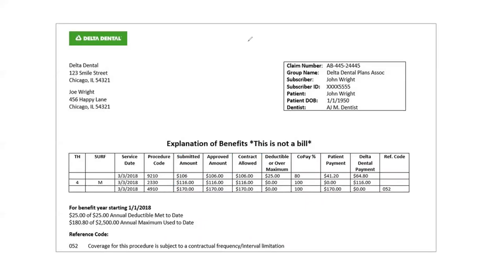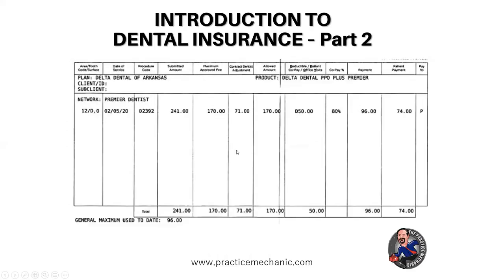Let me close out of there, and let's go on to the next one. We'll get into actual EOBs from actual insurance companies. This one is pretty simple. This is for a two-surface composite filling done on a patient. So again, you see here, 2392 is the code that was done. Let me just pull my drawings back up here.